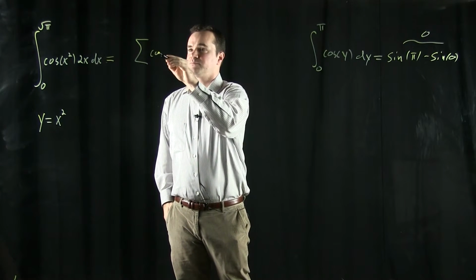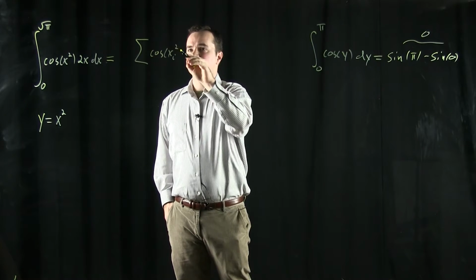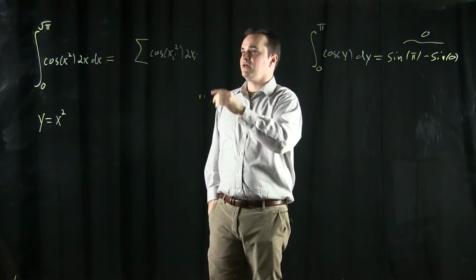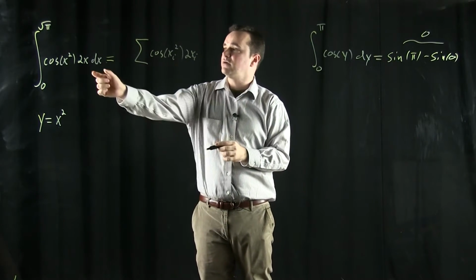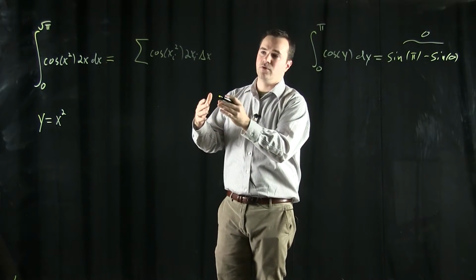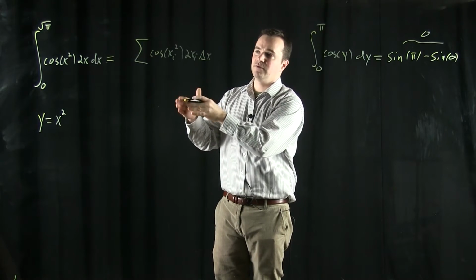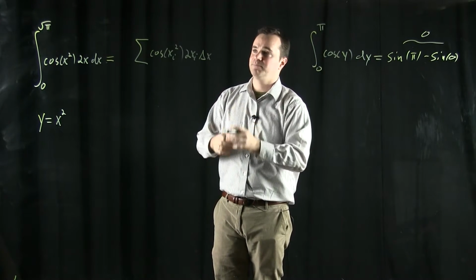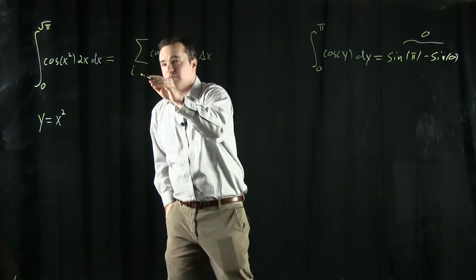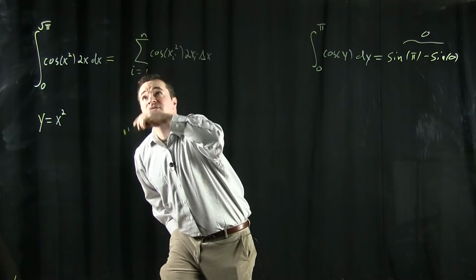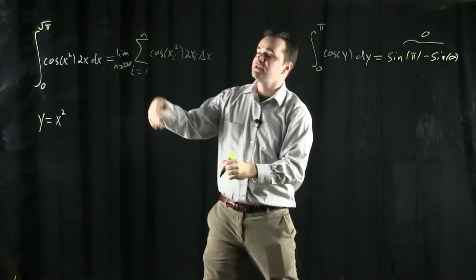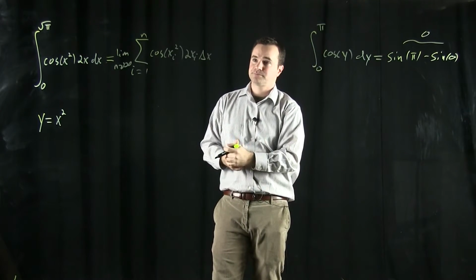So you plug in cosine of xi squared, and then you take 2 times xi, that's the height of the rectangle. Instead of dx you have delta x representing the width of the interval from xi minus 1 to xi. So this is actually your approximate area, and then you add that up, of course, i goes from 1 to n, and then you'll take the limit as n goes to infinity. And when you take the limit of those approximations, then it becomes the integral.